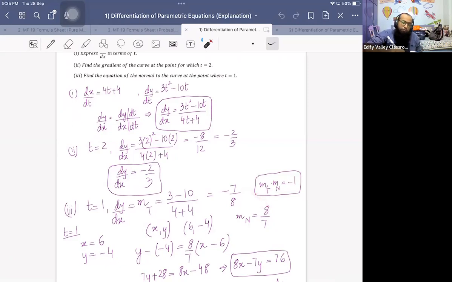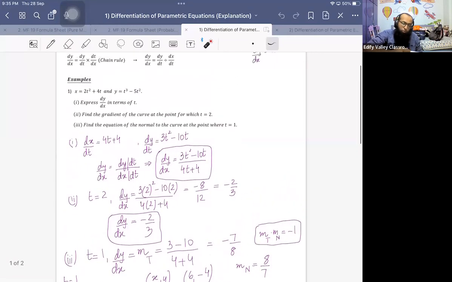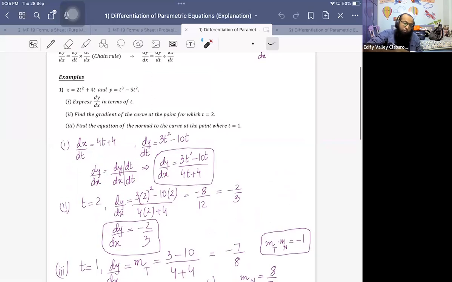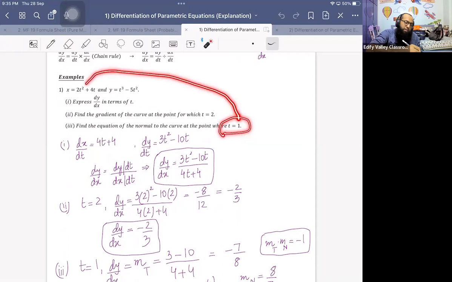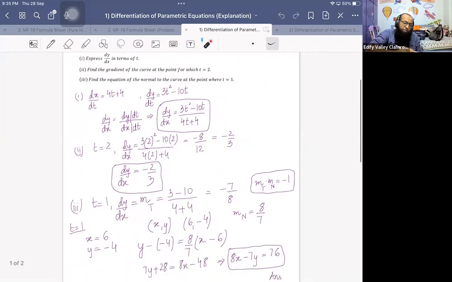Now, once we have found the gradient of the normal, we also need the coordinates of a point. But do we have the coordinates of the point? No, we don't have. But we have the value of the parameter. So if we put in the value of t inside the equation, we'll get x from here, then we'll get y from here. Once we have x and y both, then we will be having the point. We will have the coordinates of one point, and we will also have the gradient. So we can use the formula of equation of the line to find the equation of normal.